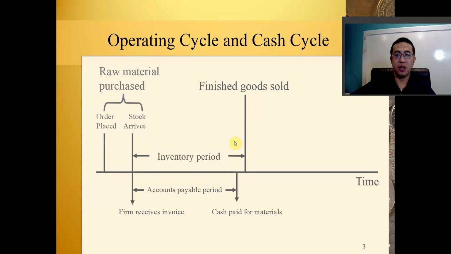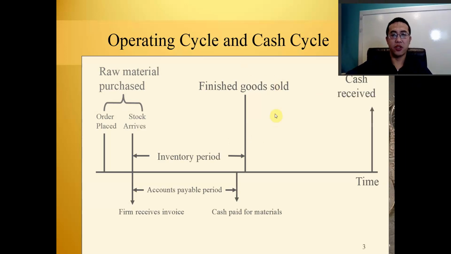Okay, so basically you make a big change from the raw materials to the finalized goods. Okay, and then you need to make the sales. You need to sell your finished goods to the market, and this is called the accounts receivable period. So when you finish the goods and then you sell it, the cash is not received upfront. As I said, everything is done on a credit basis, not on a cash basis.